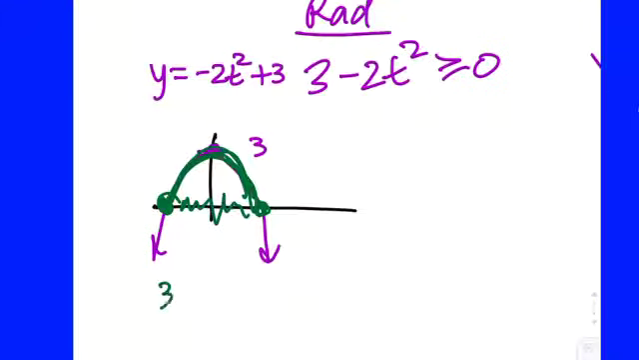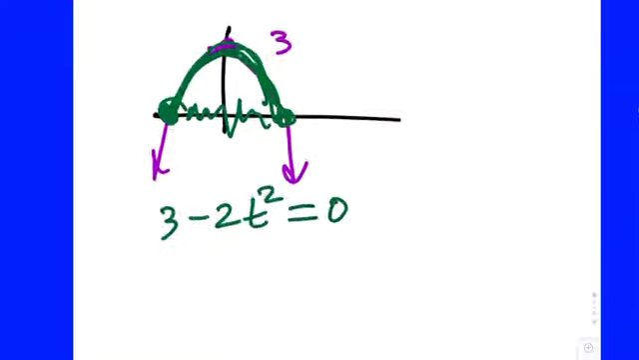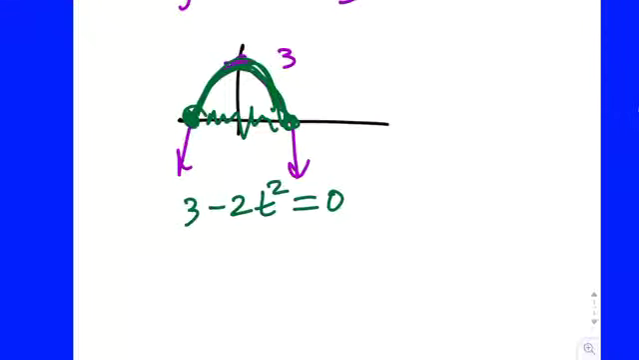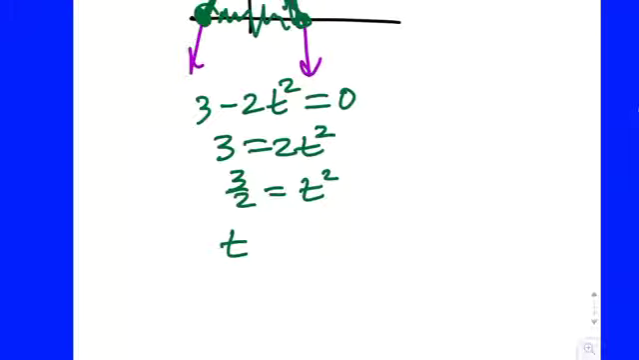I'm just going to come down here and set the equation 3 minus 2t squared, I'm going to set it equal to 0. Because if it's equal to 0, we can solve by our old methods. We could factor and set each equal to 0, or we can isolate the t squared, which is what I'm going to do. So I get 3 equals 2t squared if I bring that across. If I then divide by 2, I get 3 halves equals t squared. And now how do I solve for t?